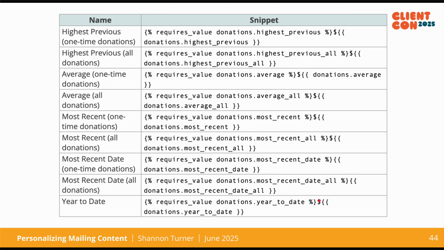We have a bunch of similar snippets in the snippets menu that you can use, like getting the amount or the date of a user's most recent donation. And we also break these out by one-time and recurring donations as well. You can get the highest previous donation, you can get the average donation. There's really so much that you can do here.